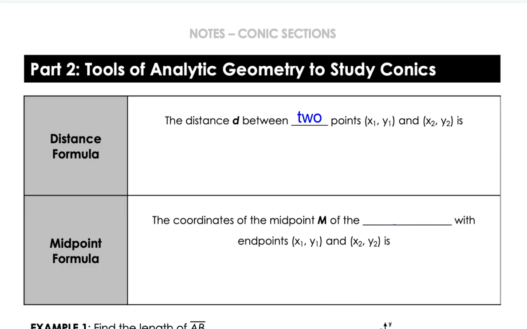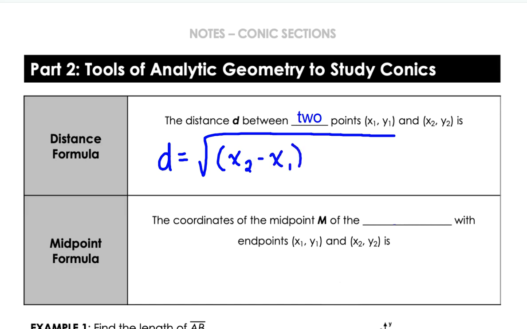So the distance formula that we need to remember goes like this. D for distance equals the square root. If you remember from geometry, this is really the Pythagorean theorem just on the coordinate plane. So it's the square root of x2 minus x1 squared plus y2 minus y1 squared.